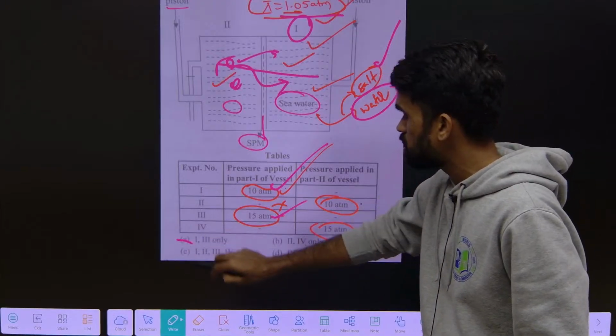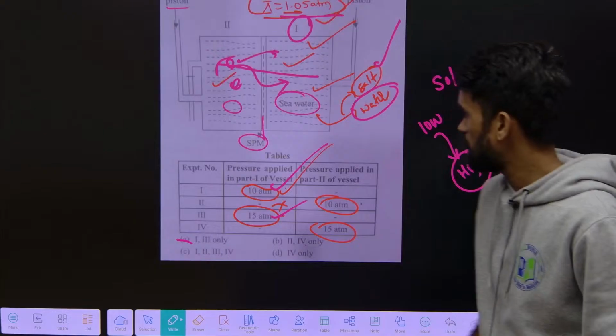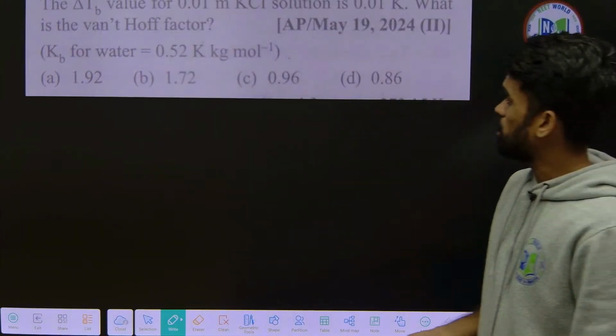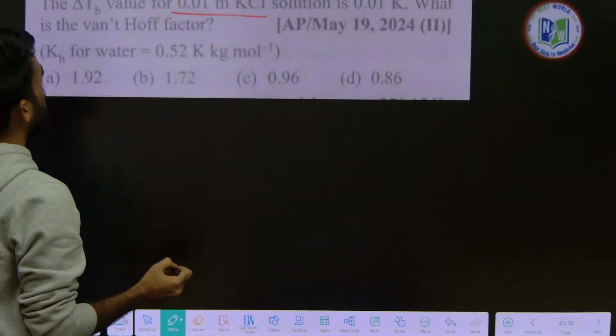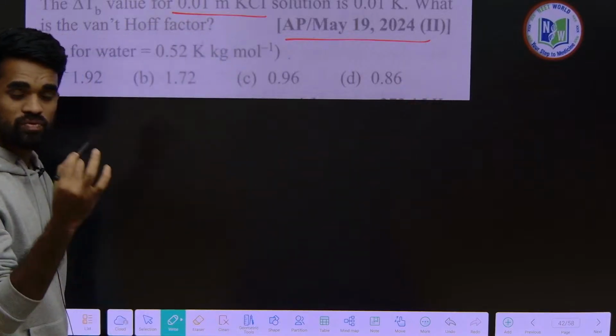It means option A will be a suitable answer for this particular question. Hope this is clear. Let me explain this for other colligative properties also. See, the delta TB value for 0.01 molar KCl solution is 0.01 Kelvin. What will be the Van 't Hoff factor? Again, an EAPCET question, very simple question guys.